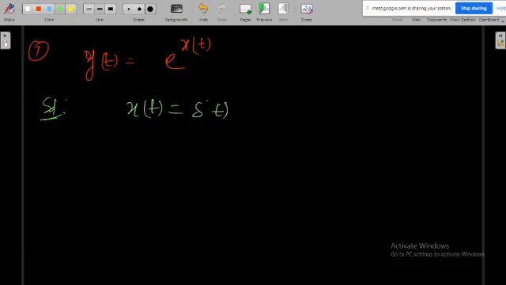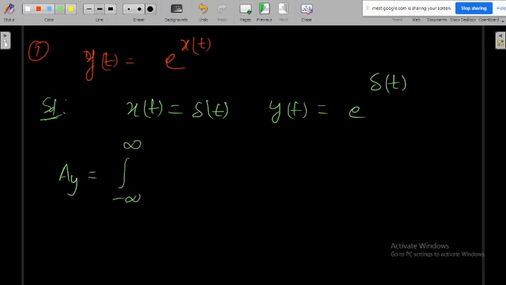Next question: y of t is equal to e power x of t. Then x of t is equal to delta t. What is y of t? Y of t is equal to e power delta t. Then what is the area under the signal output? That is the integration from minus infinity to plus infinity of e power delta t dt.